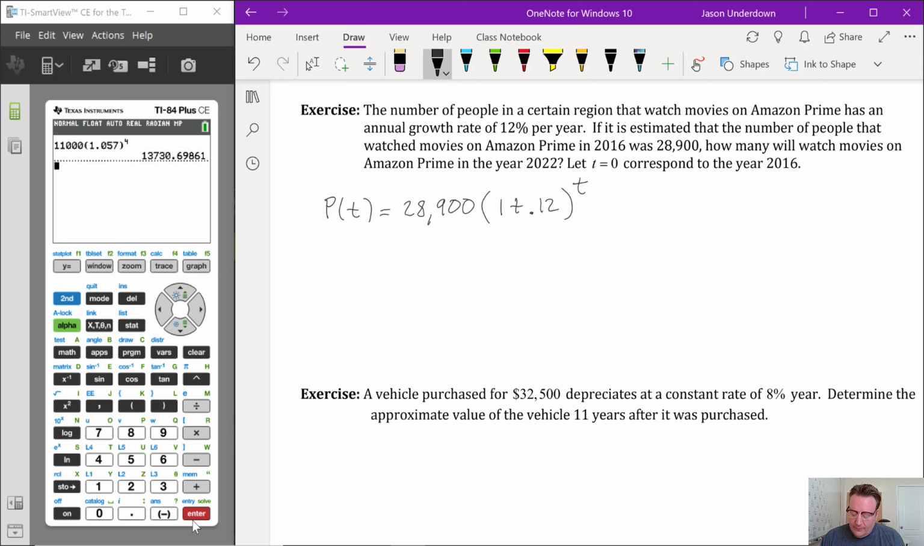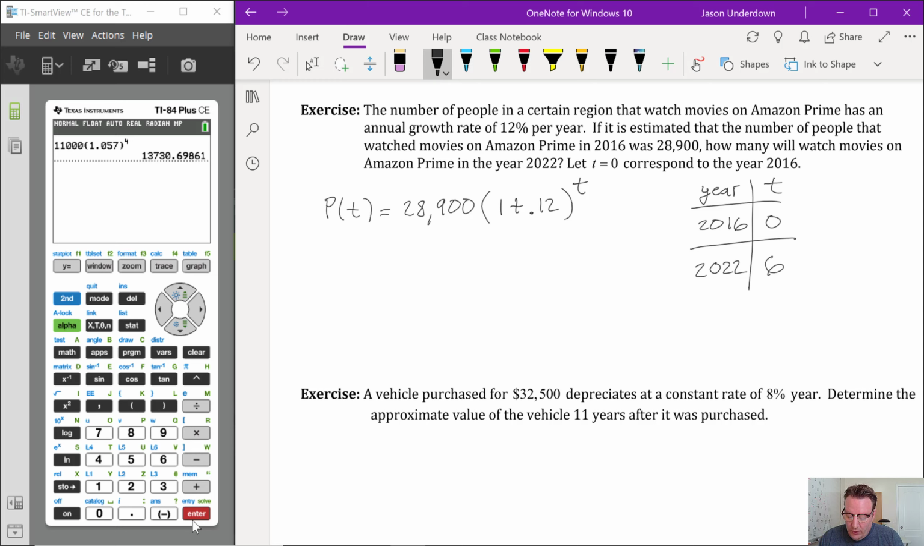Now, I always like to do a little table, let's see here, year and t. Okay, so the year 2016, that's time 0, and then the year 2022, well, that is, let's see, 4 plus 2, 6 years later. So that's going to correspond with t equals 6.